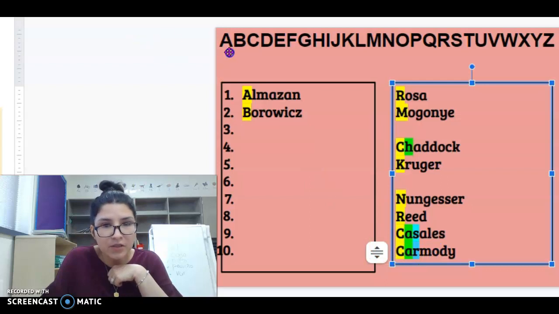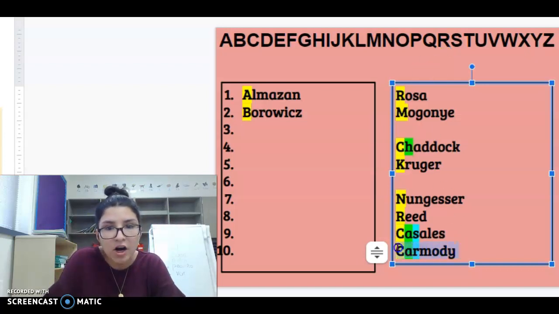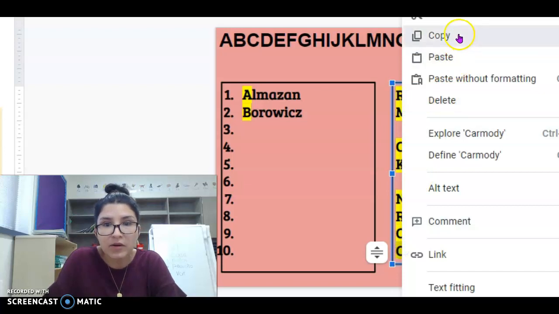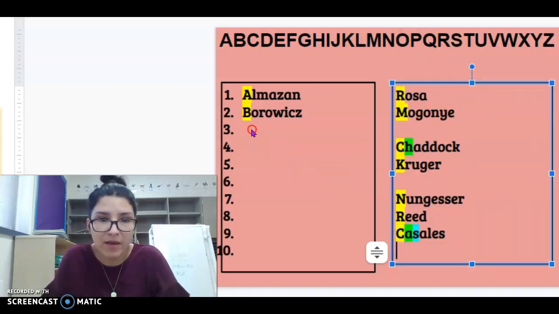Let's go. A, B, C, D, E, F, G. Remember, we're focusing on S and R. G, H, I, J, K, L, M, N, O, P, Q, R. Who had an R for the third letter? Miss Carmody. So Miss Carmody's name is going to come next in our alphabet.